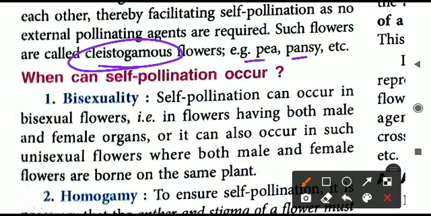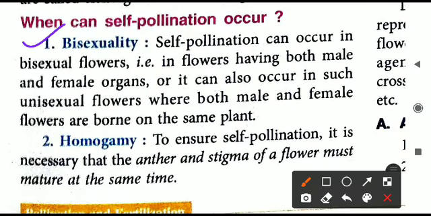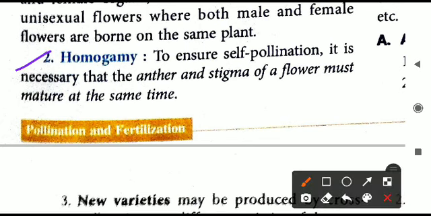So there are certain scenarios which are given here now for self pollination. One we have just now already discussed, that is bisexuality. So I will not repeat that again. If both male and female organs are on the same flower, then self pollination will take place. Second point, let us read here, that is homogamy. Homogamy means the anther as well as the stigma, the male as well as the female organ of the flower, are maturing at the same time.